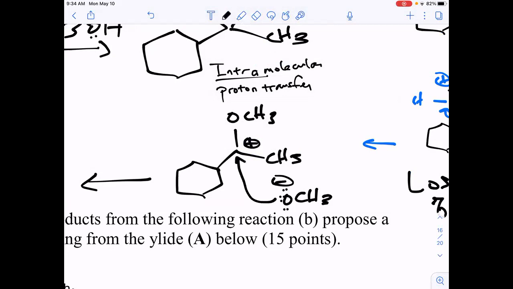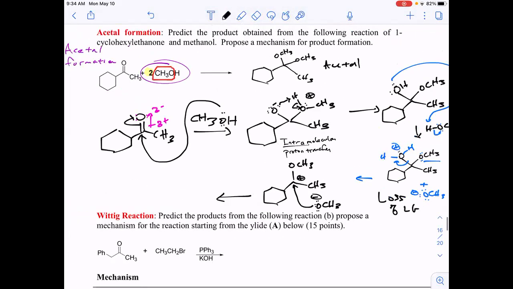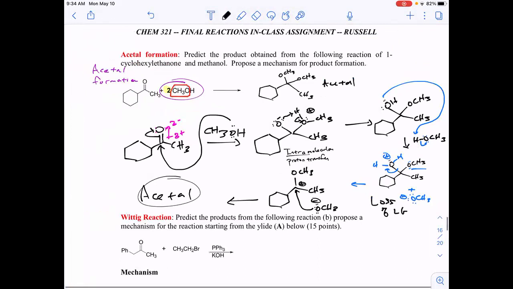So it's just an attack here. And that's how I get to my acetal. I'm just gonna write it in. Right? So when it asks predict the product, that means just draw the product, whatever.